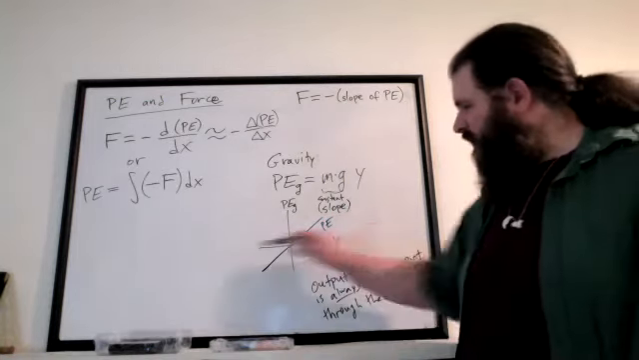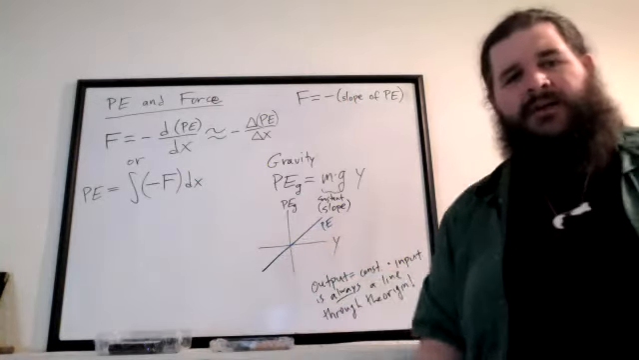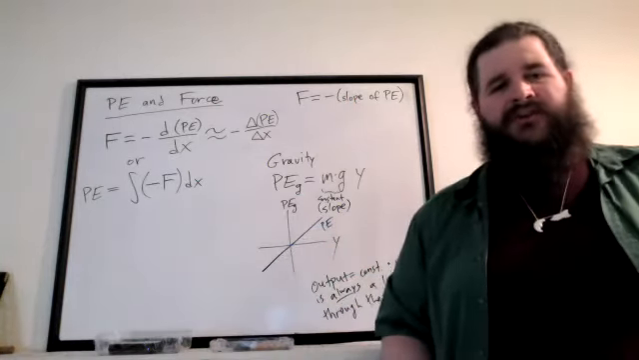So positive potential energy just means you're higher than the reference point. Negative values for potential energy are possible. They just mean you are below the reference point we're talking about. Also, if potential energy's slope tells you the force, what do you notice about the slope of this potential energy graph? It's got a positive slope.